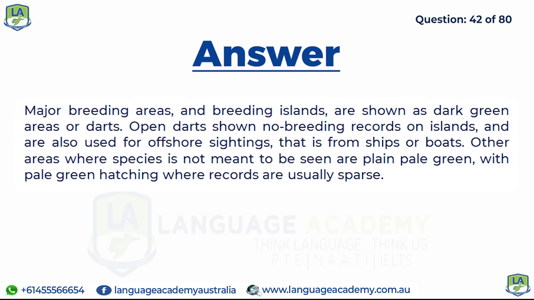Major breeding areas and breeding islands are shown as dark green areas or darts. Open darts show no breeding records on islands and are also used for offshore sightings, that is from ships or boats. Other areas where species is not meant to be seen are plain pale green, with pale green hatching where records are usually sparse.